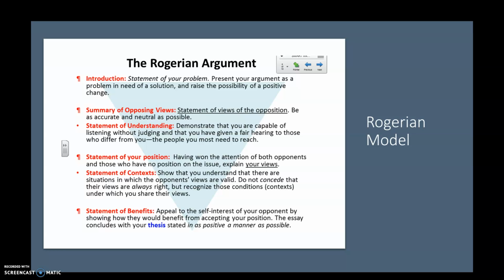Rogers was a therapist and a humanist, and you can tell he's very interested in compromise, and sometimes it's very hard to see your point through all the acknowledging of the opposition. But this can be really good for a no opinion audience or an opposed audience, especially an opposed audience, because it shows that you understand their point of view.